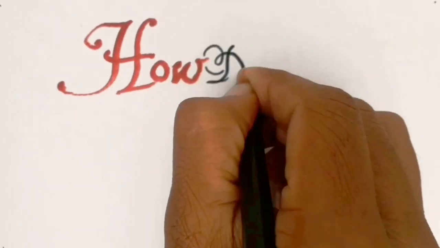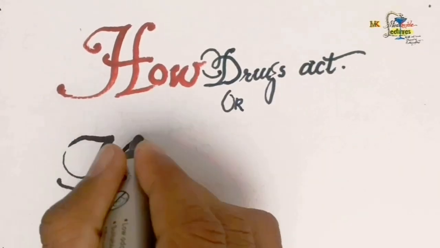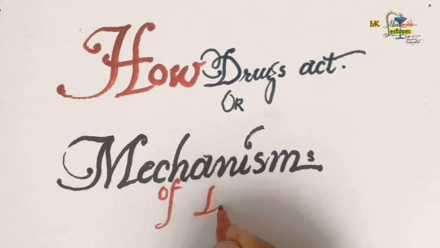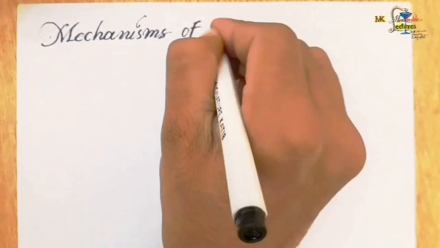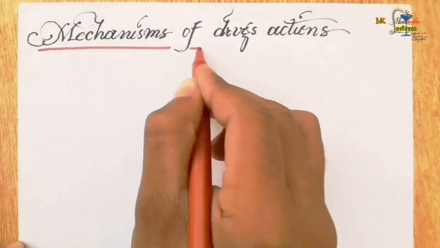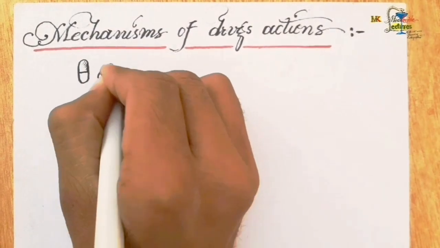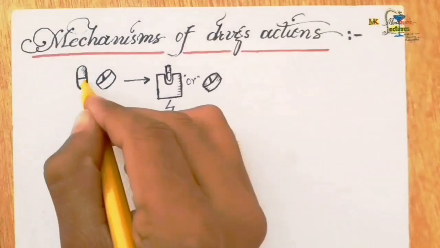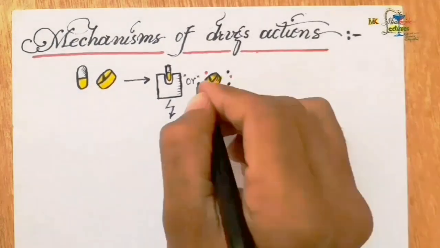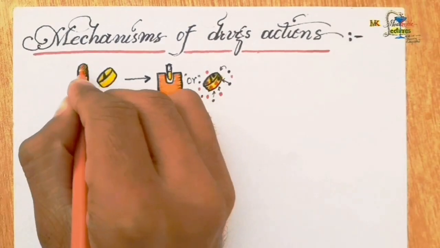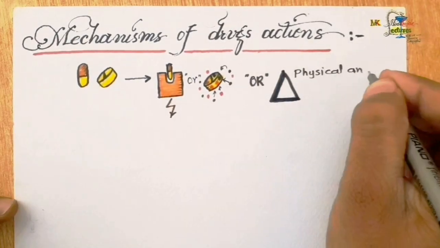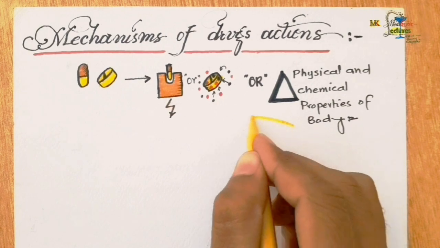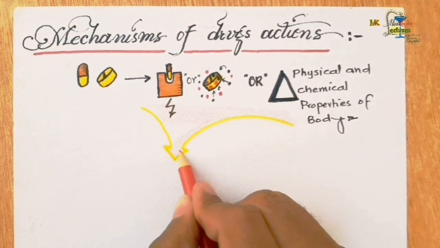In this lecture, we will talk about how drugs act, or mechanisms of drug action. When we administer a drug to the body, it must have some effects on the body. These effects are brought about by drugs binding to something, or something binding to drugs, or by changing the physical and chemical composition of the body. So in this way, all the drugs show effect.